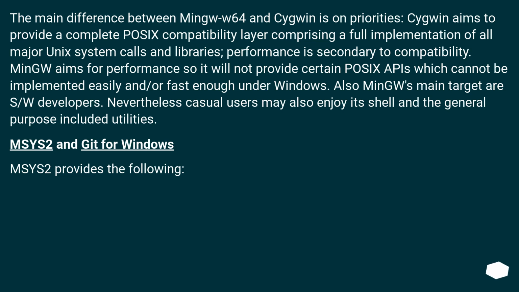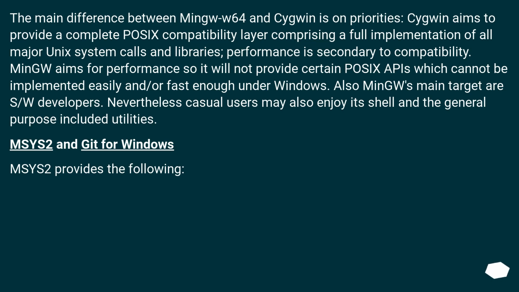MinGW aims for performance, so it will not provide certain POSIX APIs which cannot be implemented easily and or fast enough under Windows. Also, MinGW's main target are software developers. Nevertheless, casual users may also enjoy its shell, and the general purpose included utilities.